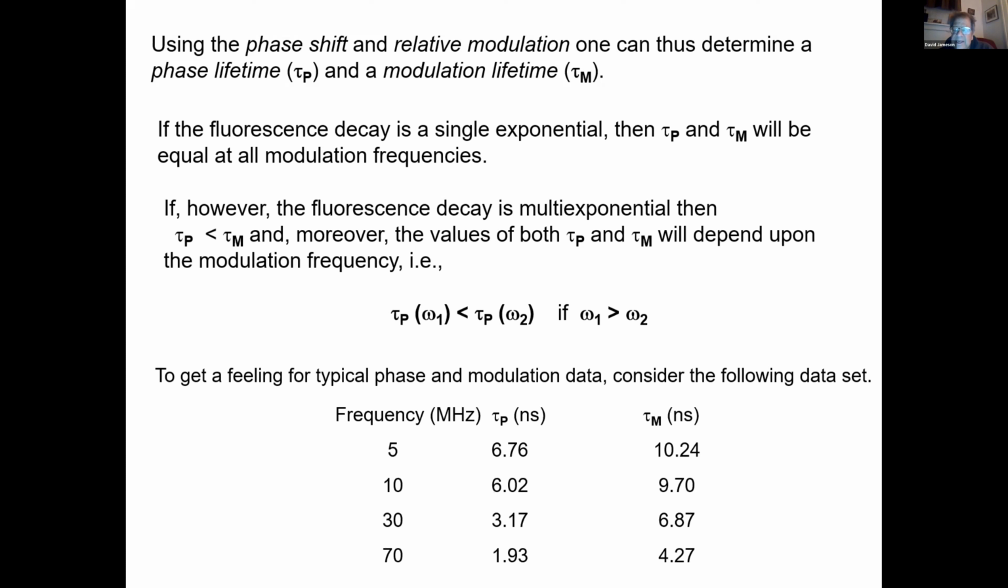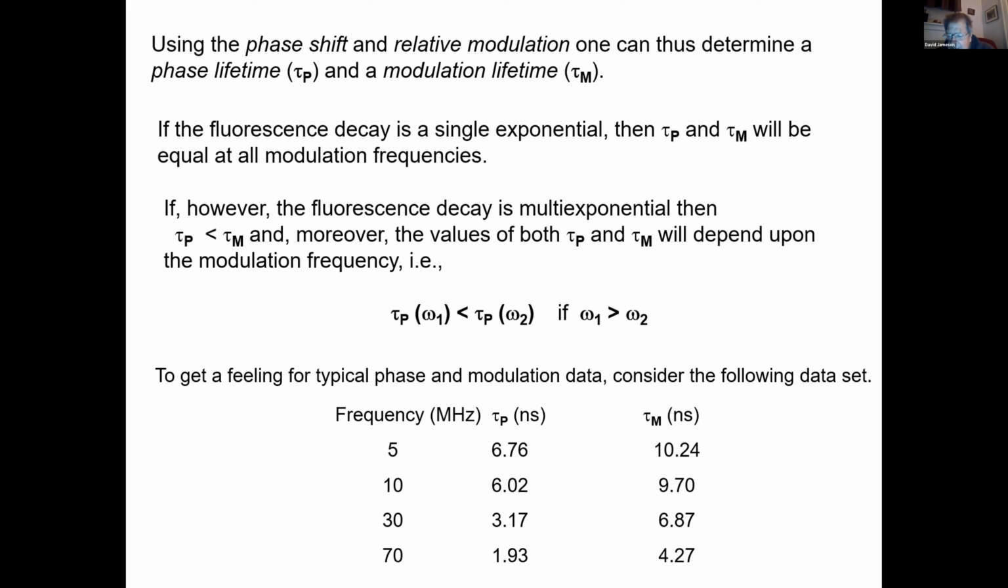So I put this table in just to give you a feeling for what I'm saying. So suppose I have a mixture with two different fluorophores with different lifetimes. At 5 megahertz modulation, maybe I measure 6.76 nanoseconds by phase and 10.24 by modulation. At 10 megahertz, I measure 6.02, so I'm lower, and 9.7 by modulation. So we see phase is always less than modulation. And as we go to higher frequencies, both phase and modulation decrease.